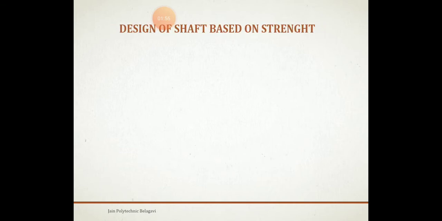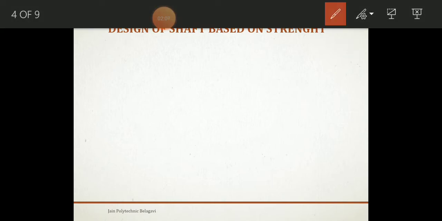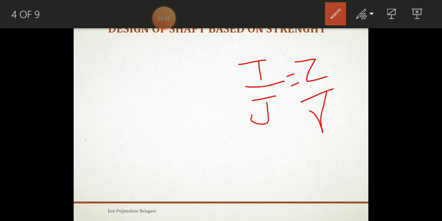Now we'll start the design of the shaft based upon the strength criteria. Before starting the design, you should know the torsion equation first, which we already discussed in the first unit. So what is that? Can you guess? That is T by J equal to tau by R equal to G theta by L. This is the torsion equation we already studied in the first unit.